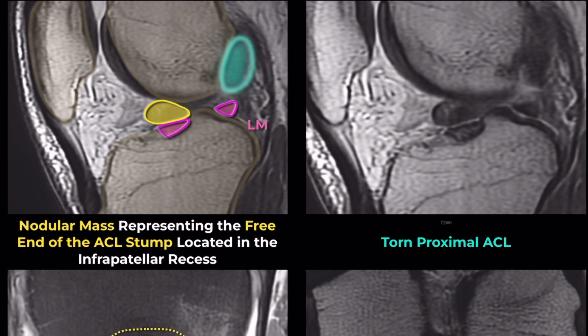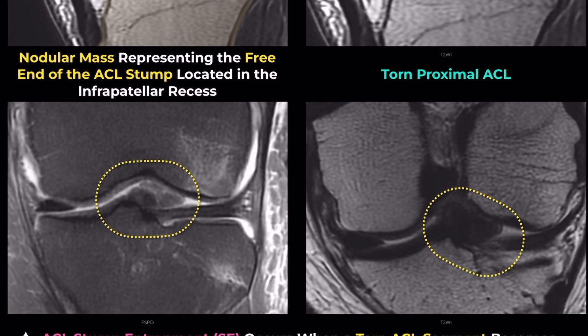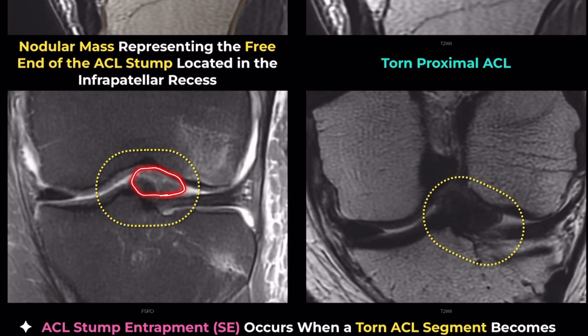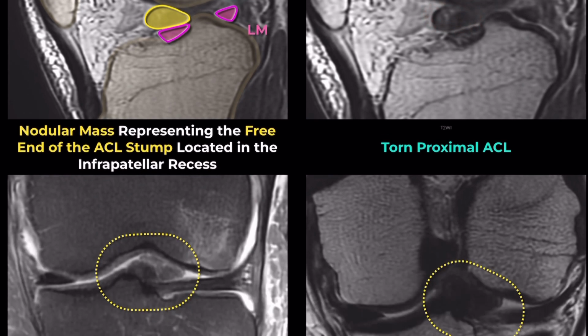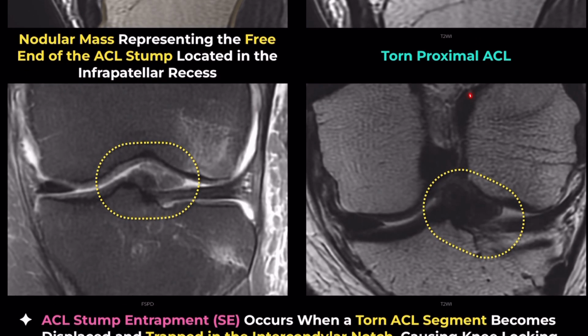This represents an entrapped distal ACL stump, a condition known as ACL stump entrapment. ACL stump entrapment occurs when a torn segment of the ACL becomes displaced and trapped within the intercondylar notch, causing knee locking or restricted extension. In this case, the nodular shape and low signal intensity suggest chronic impingement of the ACL stump between the femur and tibia, resulting in fibrotic changes. Therefore, this is diagnosed as a type 1 stump entrapment.